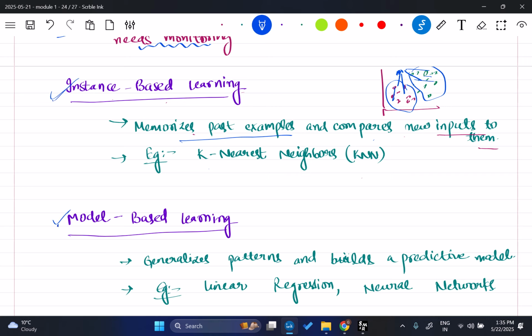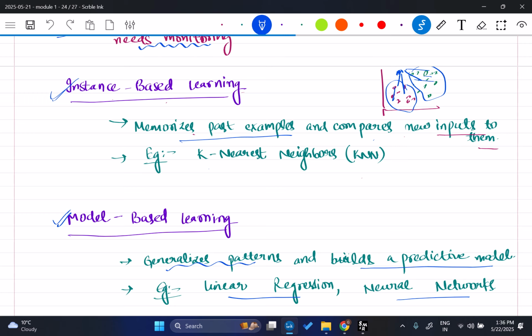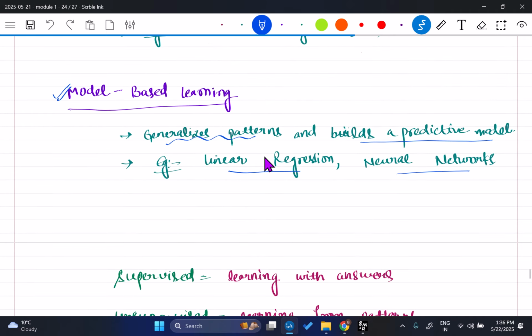On the other hand, in model based learning, the ML model generalizes the patterns and builds a predictive model. For example, linear regression or neural networks; these two are considered under model based learning. So that's all we need to cover under the basic categories. Let me see if I need to cover any other points.